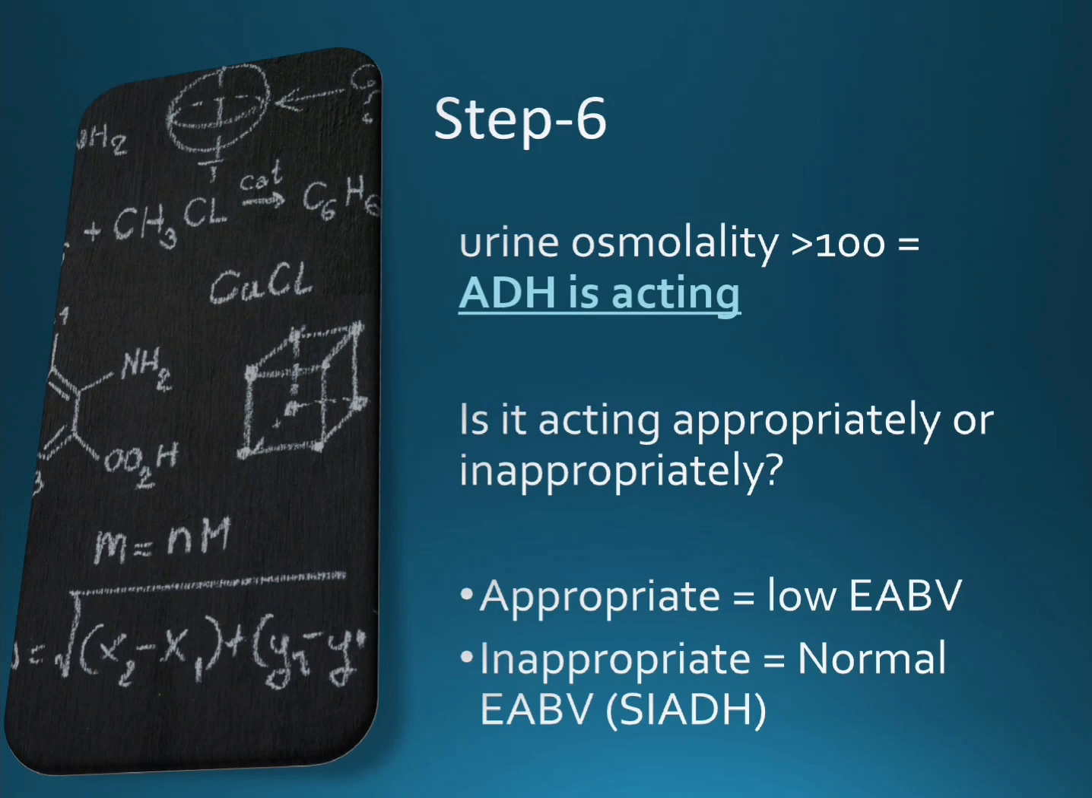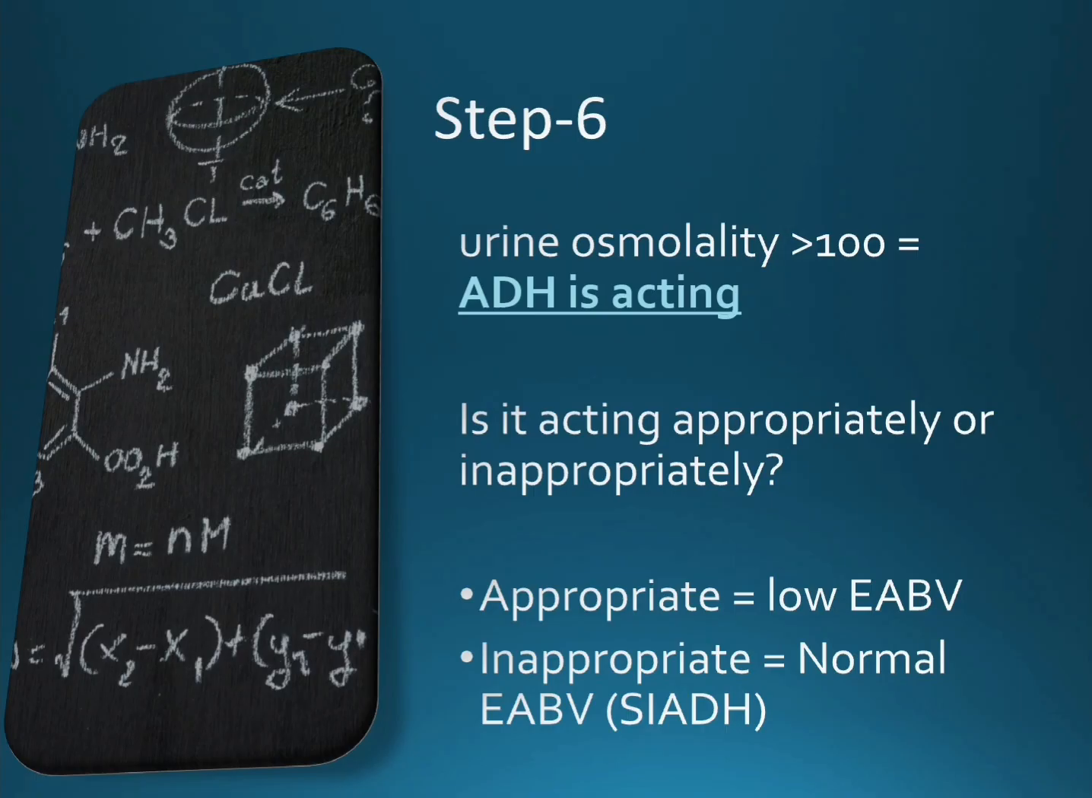So let's go back, step 6. We measure the urine osmolality. If it's less than 100, there's no ADH. More than 100, ADH is acting. We'll ask ourselves, is it an appropriate action or not?